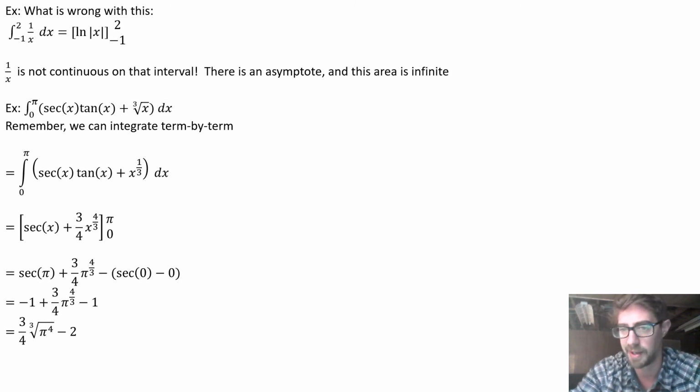So this is like a concrete thing I'm asking you for. It's an area under this weird curve. And, you know, you get a weird answer. You get 3/4 times some weird radical of pi and then minus 2. So just, I guess, trust the process.